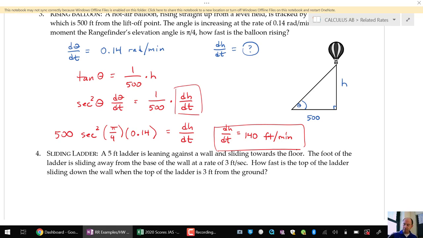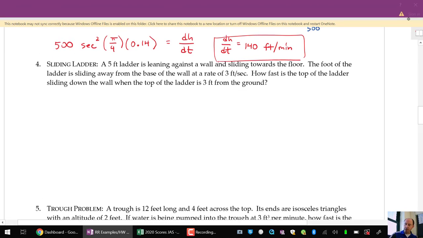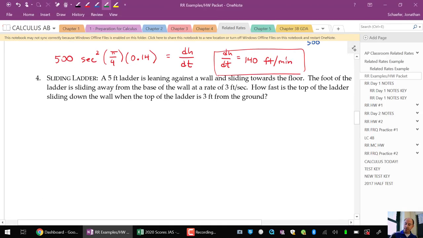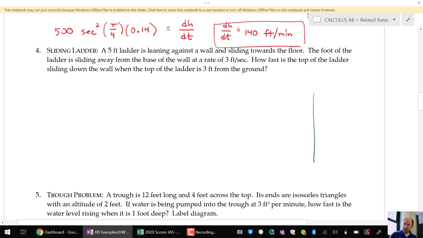I have one final example for you, and it's right here, number 4, the sliding ladder problem. And this is another geometric application. We have a ladder that's leaning against a wall, and it says it's sliding down toward the floor. So here's the ladder. It says the ladder is 5 feet in length. That 5 is fixed. So we're going to call it 5 and keep it 5 for the duration of the problem.